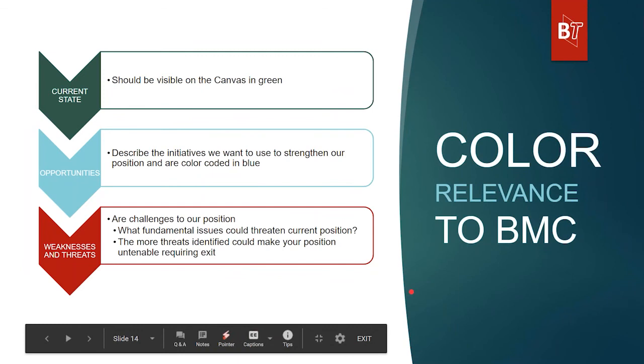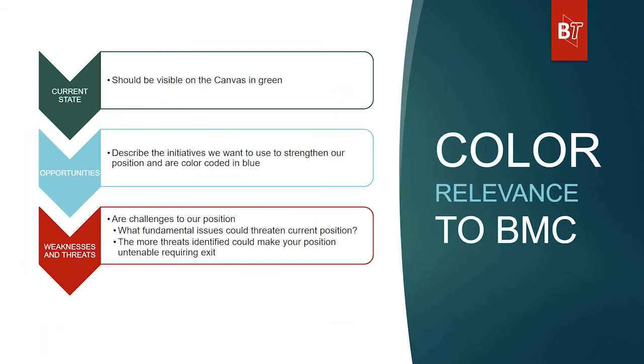So when you see the color as it's relevant to the business model canvas, current state is in green. We're now going to go through the Porter's 5 forces, as well as the SWOT analysis, which will increase the items inside the business model canvas. Those will be in blue for opportunities, and weaknesses and threats will be in red.